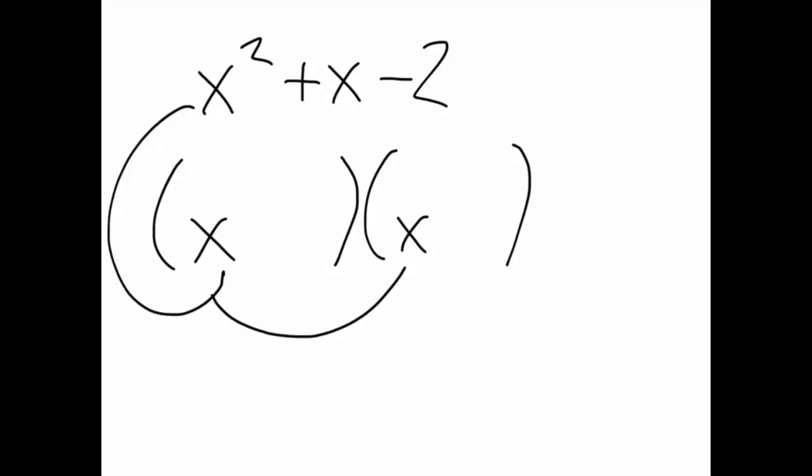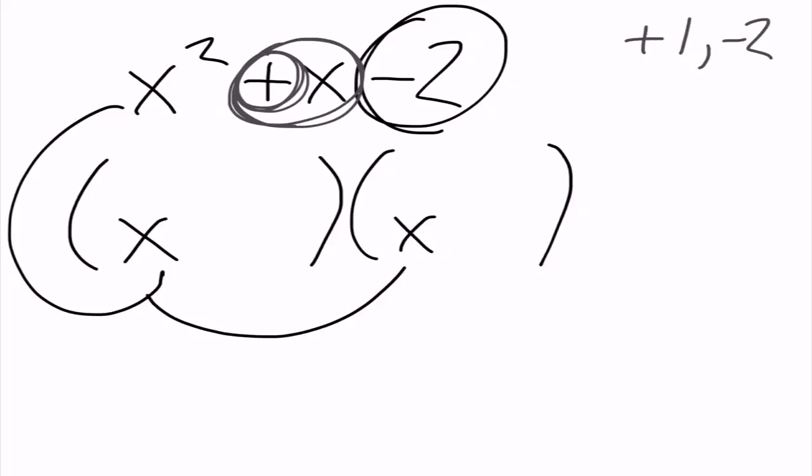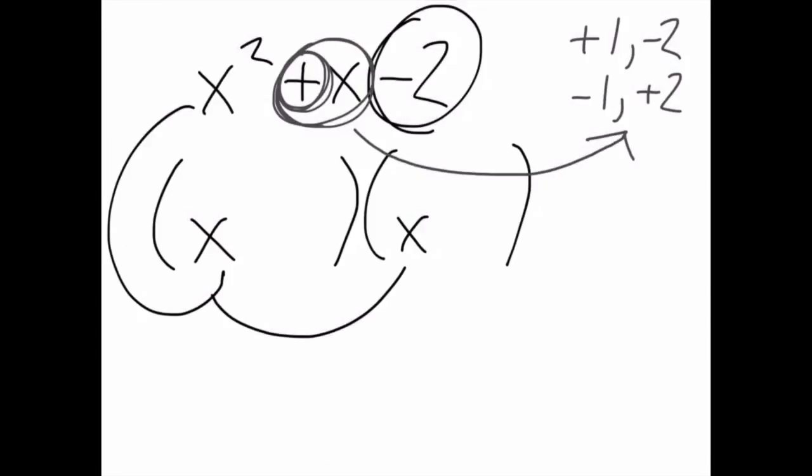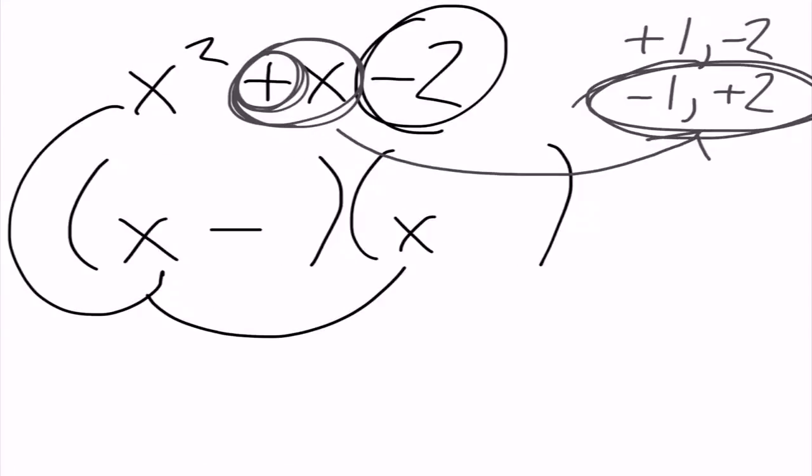And then we're going to look at the minus 2. To get the minus 2, we have two simple options. We could either have a plus 1 and a minus 2, or a minus 1 and a plus 2. And now we're going to look at the middle term to see what might be a good guess to start off with. I see a plus x. Because there's an x and an x in each set of parentheses, I'm going to pick the pair of numbers that has the larger magnitude number as the positive number, because the middle term is positive.